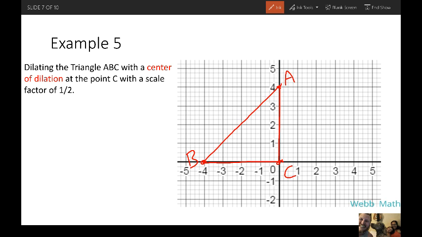So, scale factor of 1/2. Our distance from A to C is originally 4. Okay, so what's half of 4? 2. Okay.